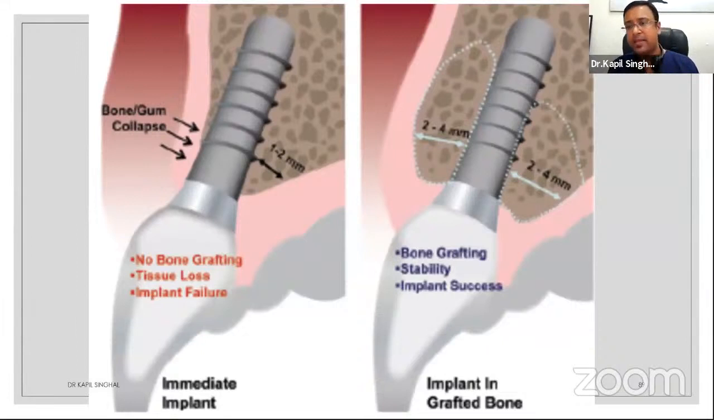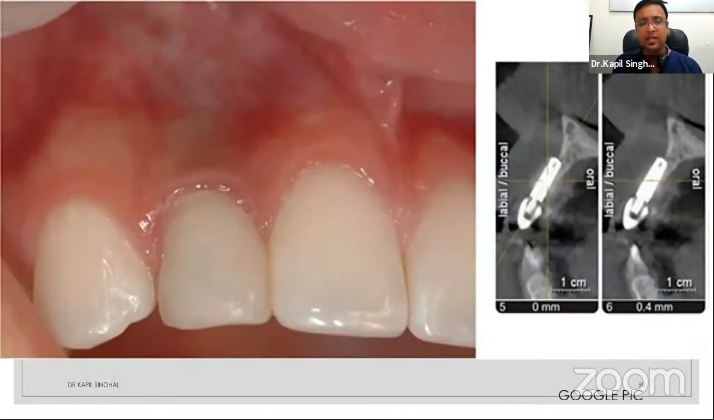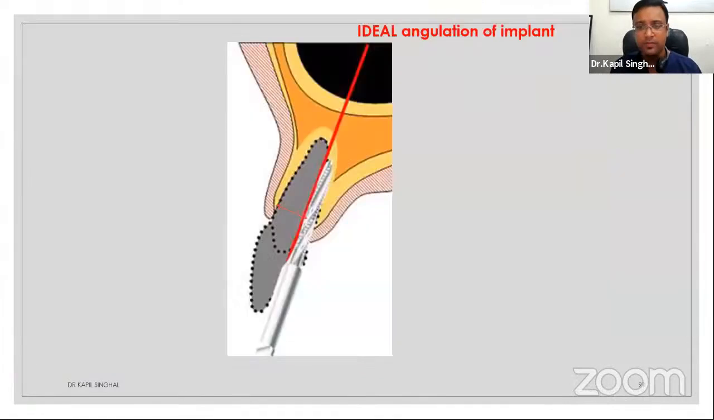After placing in such a way, if you feel that the labial plate is thinner, even in cases of delayed implant, you need to graft the buccal or labial side to get proper bone around your implant. Sometimes after placement it looks like you have achieved good aesthetics, but when you get a CT scan done, you see in this scan there is no bone on the labial side. So this is not a proper placement, and there are high chances that this implant can fail in future.